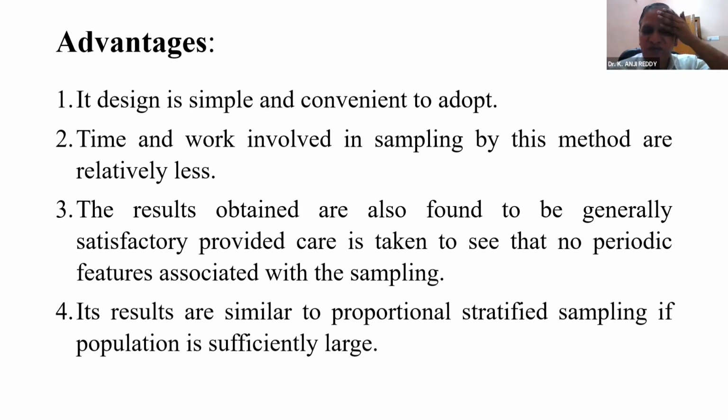Then the third one is that the results obtained from this systematic random sampling method are very satisfactory, because every care is taken to see that there is no periodic association with sampling. That means, sometimes periodic associations are there. For example, in admissions, there is a reservation, is it not?